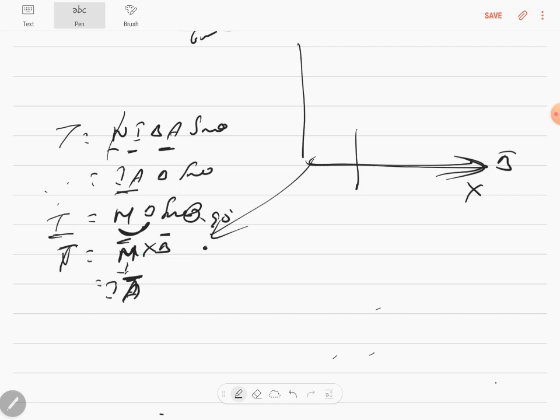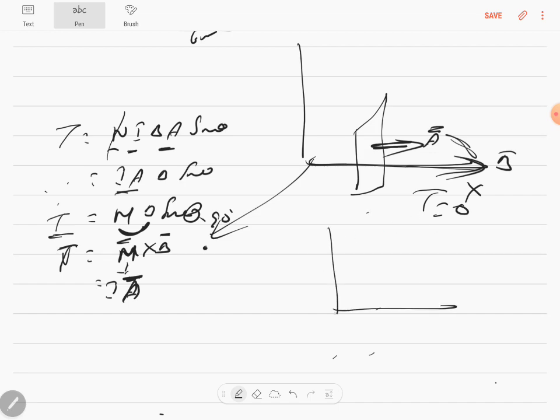If the coil is oriented like this, then the normal vector will be along the x direction. So this is the area vector. The area vector and the magnetic field make an angle of 0, then the torque will be 0. So in that case, if this is the orientation, the torque will be 0.